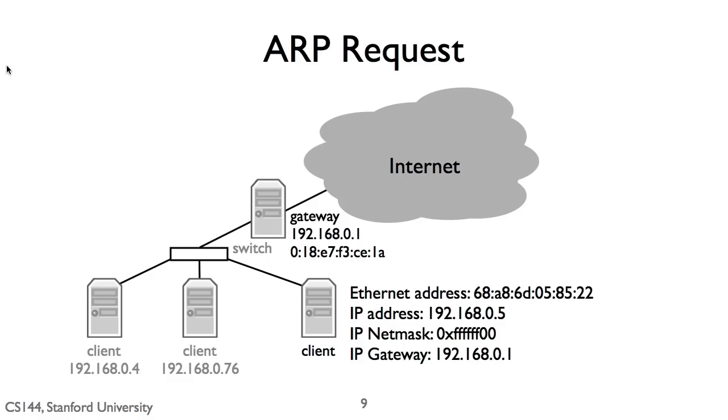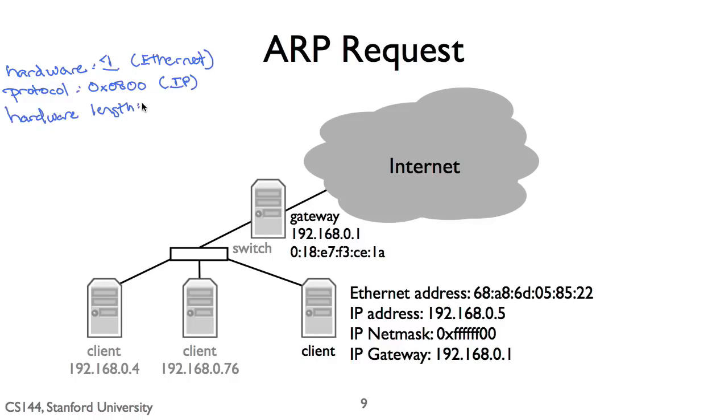So let's say our client wants to send a packet to the broader internet through its gateway, but it doesn't have the gateway's Ethernet address. The ARP request will specify that the hardware is Ethernet, which is value 1, the protocol is IP, which is value 0x0800, the hardware address length is 6, and the protocol length is 4. The opcode will be request, whose value is 1.